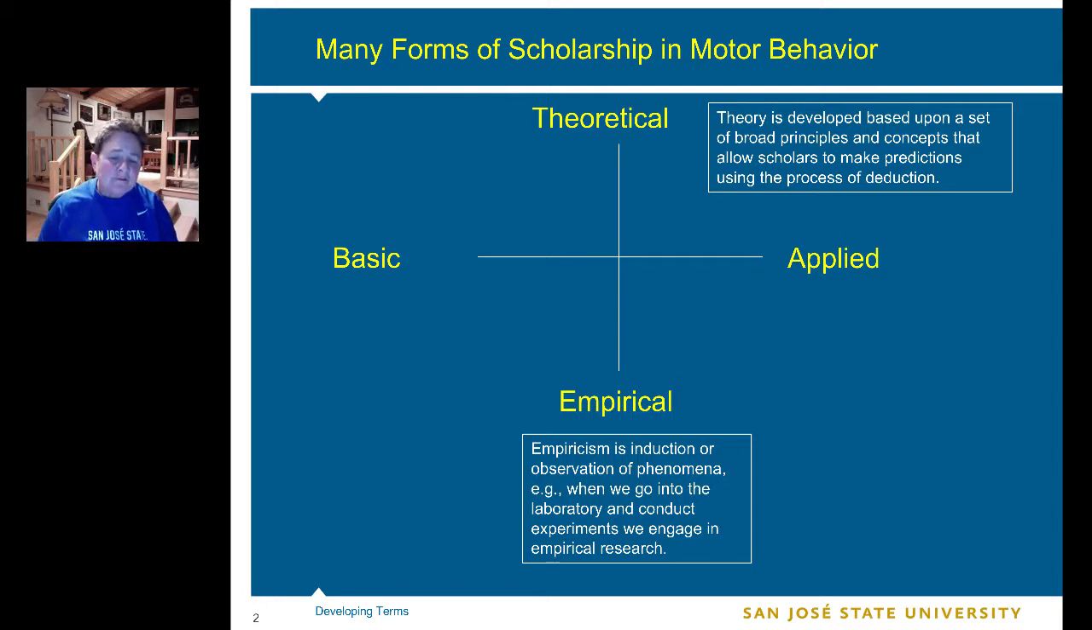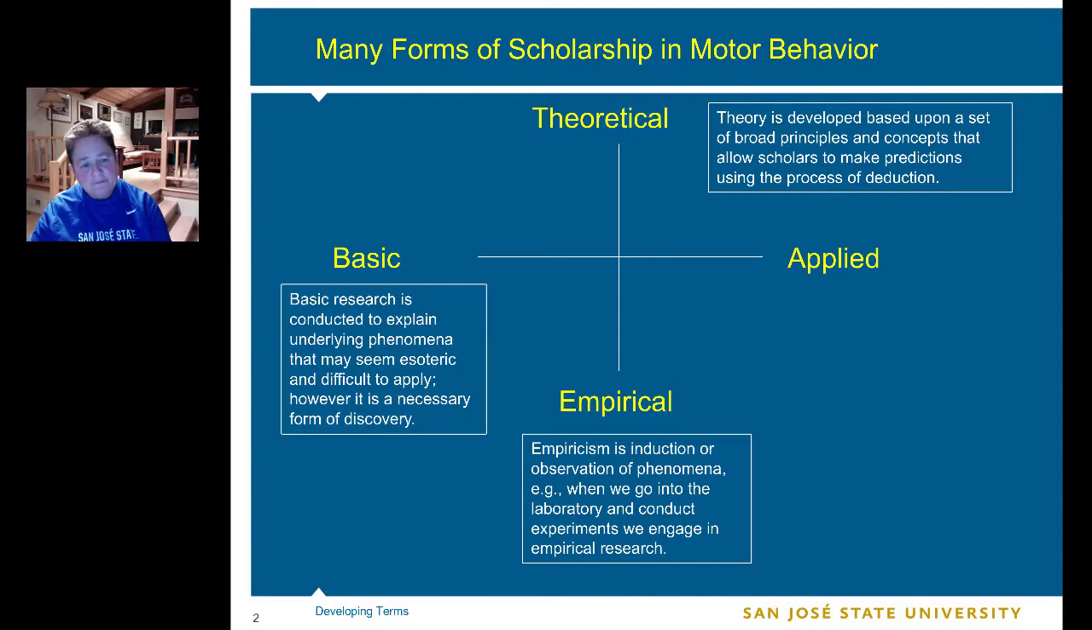So an example of this would be when we go into the laboratory and we do research on motor learning. That would be considered empirical research. Basic research is conducted to explain underlying phenomena, sometimes things that we really can't see in the real world, and for that reason it seems esoteric, or it's very difficult to make application of this knowledge. But know that basic knowledge is very important in research and to the discovery of new knowledge.